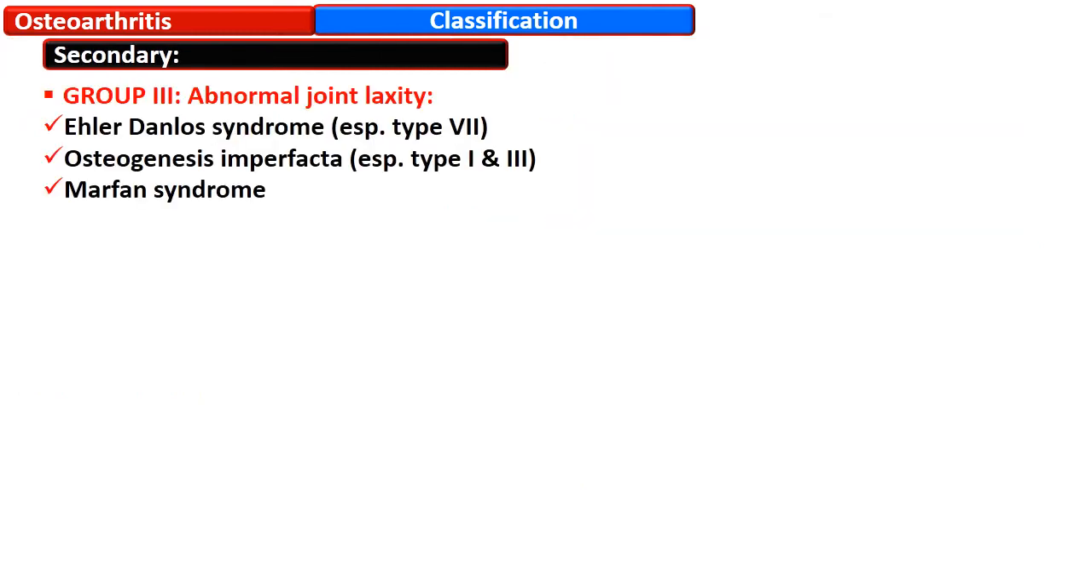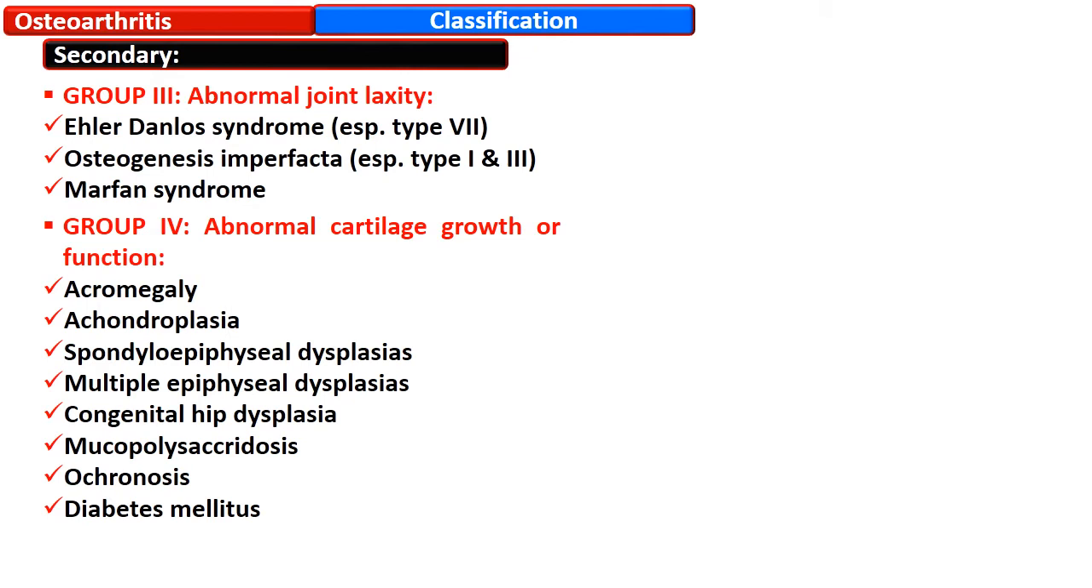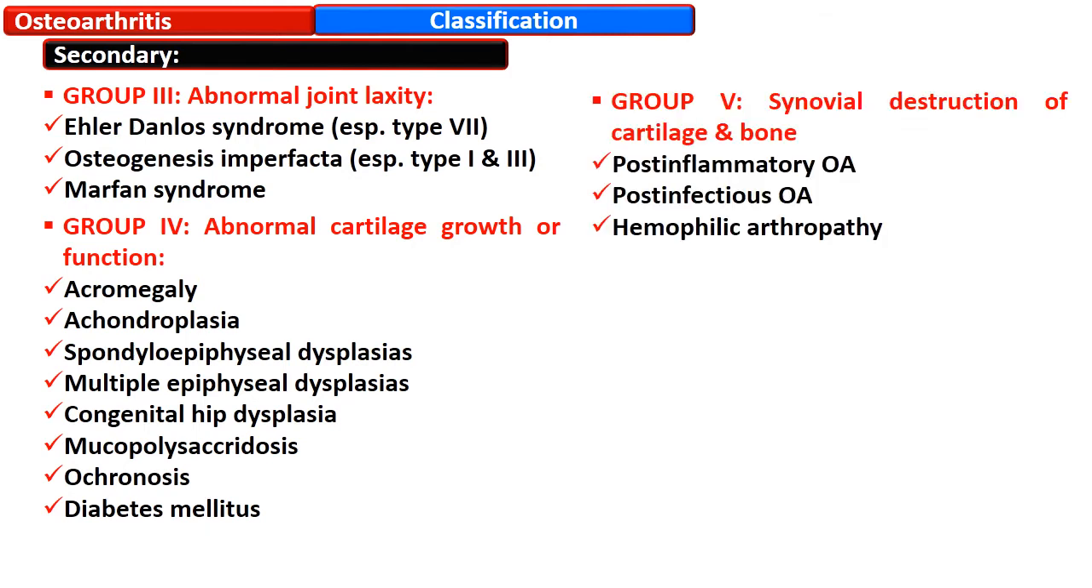Then another group in the secondary type of this osteoarthritis, which is due to some underlying cause, is group 3, that is abnormal joint laxity, such as Ehlers-Danlos syndrome, osteogenesis imperfecta, and Marfan syndrome. Group 4 includes abnormal cartilage growth or function, and there are a lot of disorders such as acromegaly, achondroplasia, spondyloepiphyseal dysplasias, multiple epiphyseal dysplasia, congenital hip dysplasia, mucopolysaccharidosis, ochronosis, or diabetes mellitus. Group 5 includes synovial destruction of the cartilage and bone, and these are post-inflammatory osteoarthritis, post-infectious osteoarthritis, and hemophilic arthropathy.